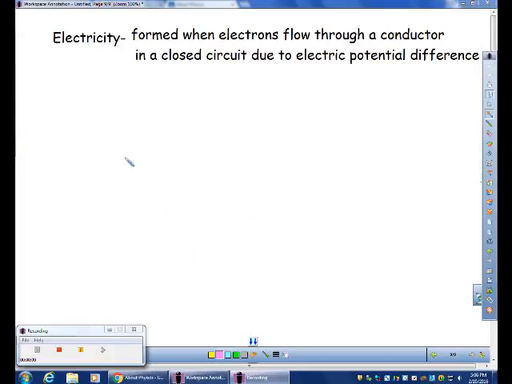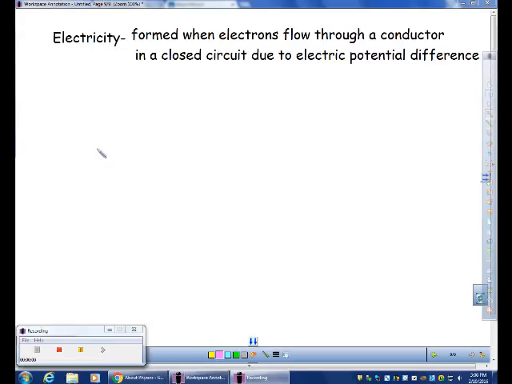Today we're going to look at electricity. Previously we looked at static electricity, in which case the charges would accumulate until they couldn't hold on to that area anymore, they couldn't be contained, and then they would jump. With electricity, we're looking more at a continuous flow of charges through a conductor, and that conductor has to be attached to some type of closed loop.